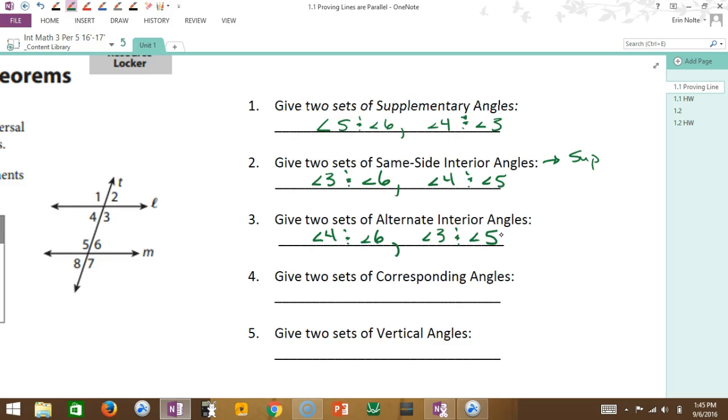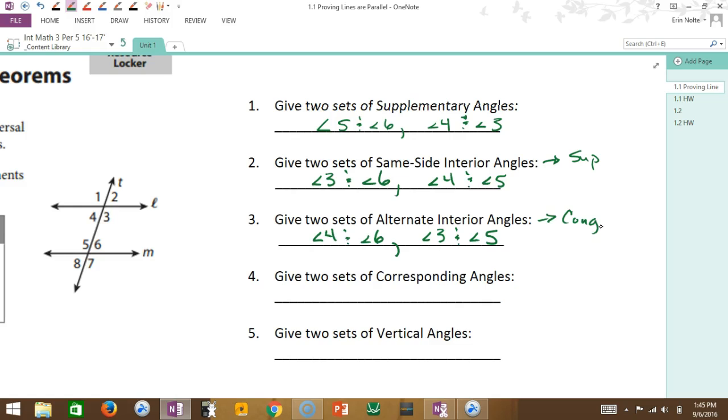Go for it, Jenna. They have the same measures. Does anybody know a really fancy word for same measure? Congruent. Congruent is the word, and I'm going to say good, because I'm a math teacher. Congruent means they are the same. They are equal.